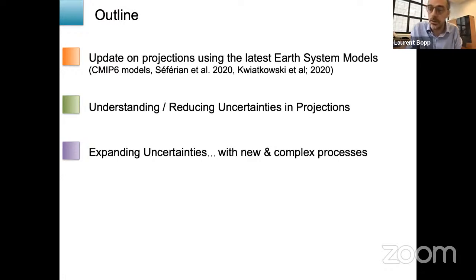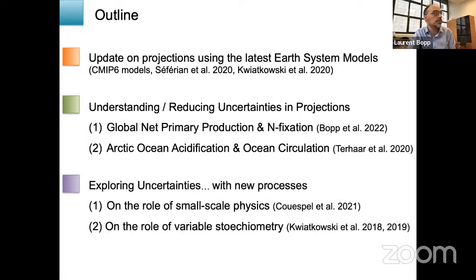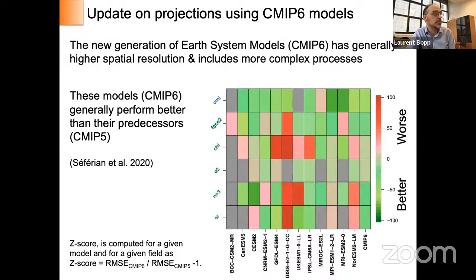So let's start with a quick update on the latest results from climate projections. So I'm basically comparing the CMIP5 generation, which was the basis for my introduction, with the latest generation, which is the CMIP6 generation of climate models.